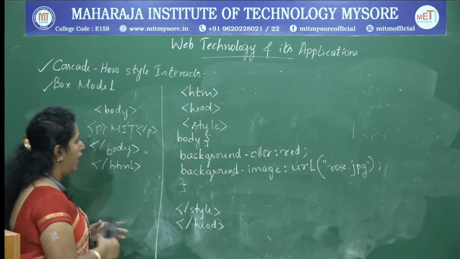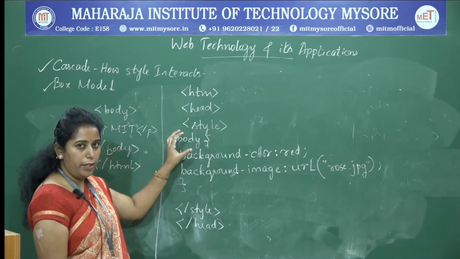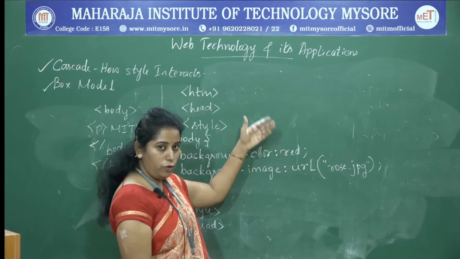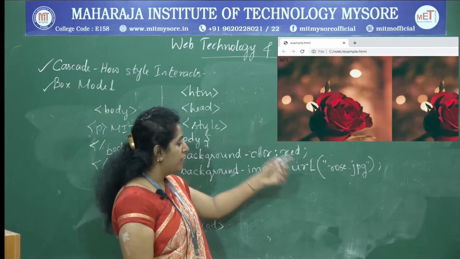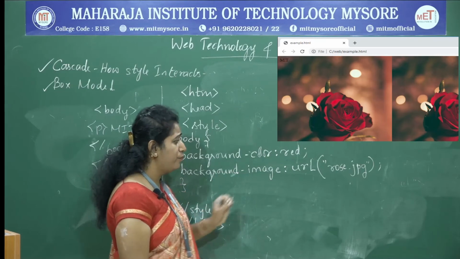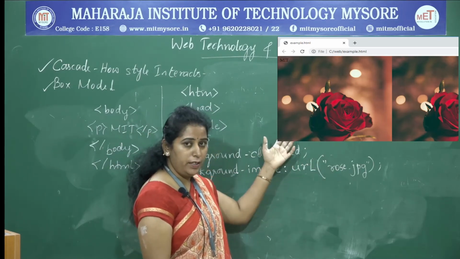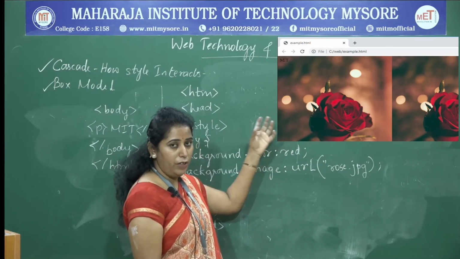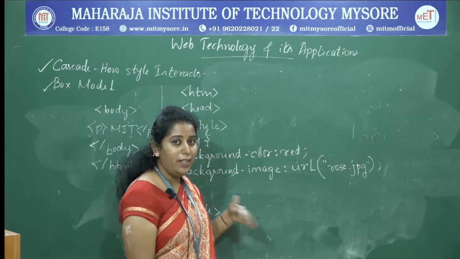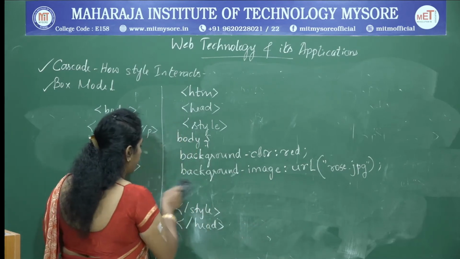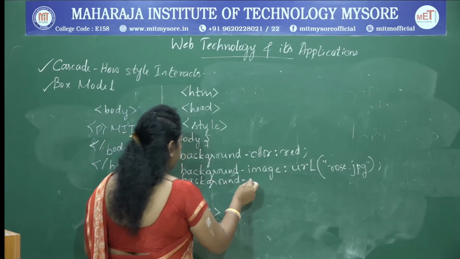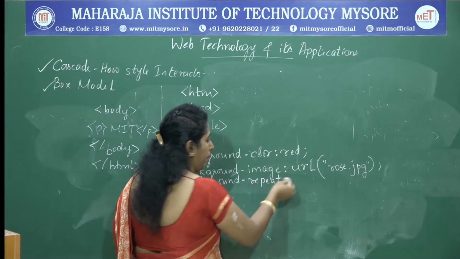So now what happens? I have set the background property for the entire body content. Once you run this program, you can notice the output changes, where the background color is red and the image is going to print in the background. Okay. Also, you can notice that I have given the image once, but it is repeatedly printing the flower in the background, since the property called background repeat is executing by default.